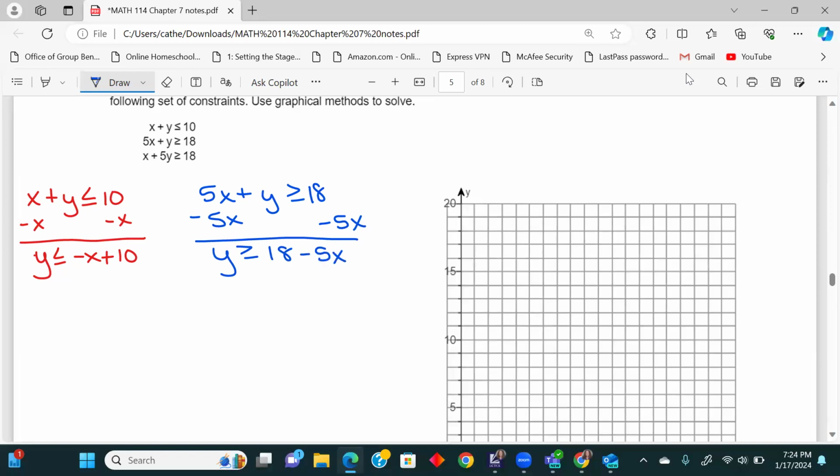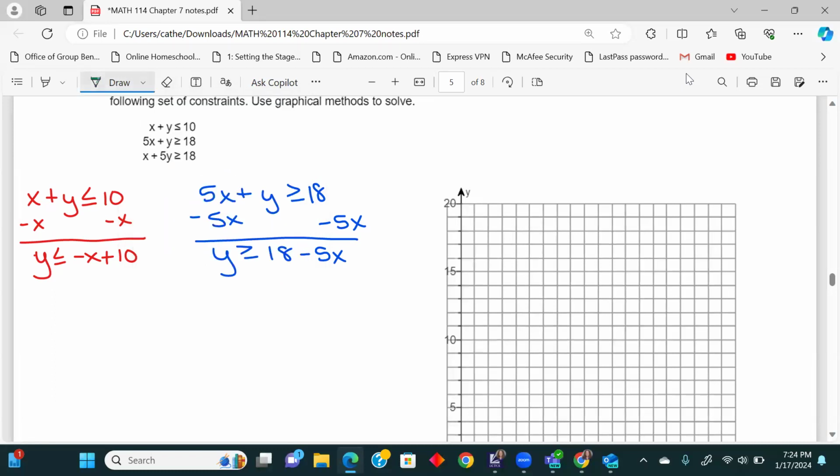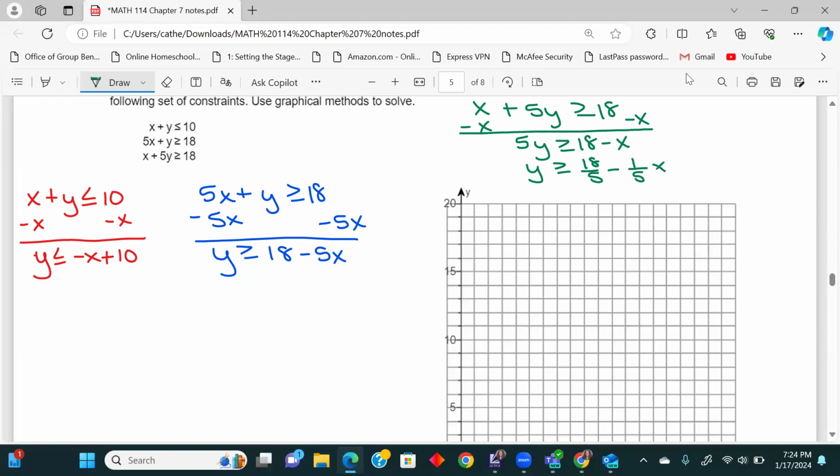And then you can put minus 5x plus 18. That order is irrelevant. And let's do this last one in green. Subtract x. Then I'm going to divide each one by 5. Okay. So we have the equations. You have to stay very organized on this problem.